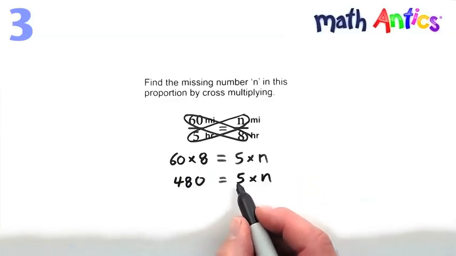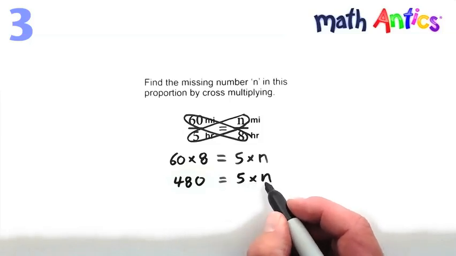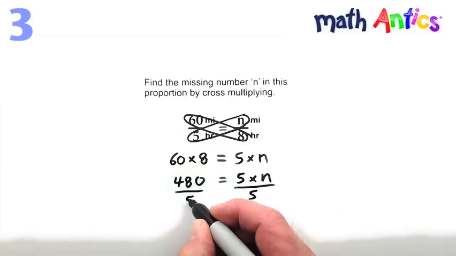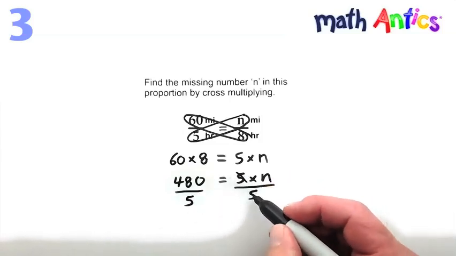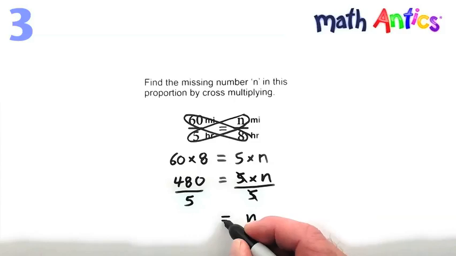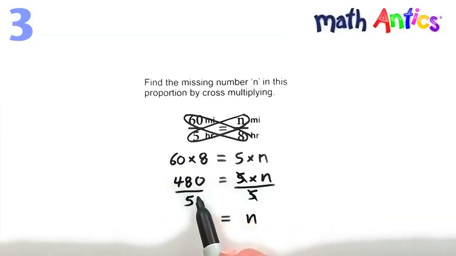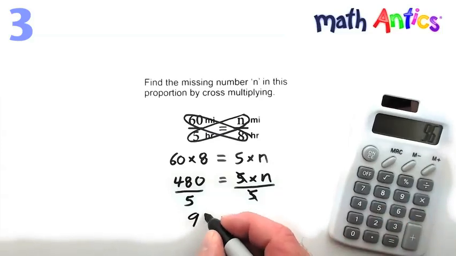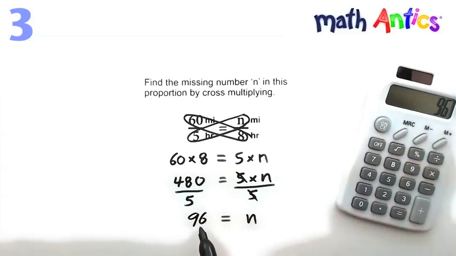Okay, this is simplified, but we need to get rid of this 5 times the n. We need to get n by itself, so we'll divide both sides of the equation by 5. These 5's will cancel, leaving just n here by itself. But now we need to do 480 divided by 5. For that, I will get out the calculator here, and we'll do 480 divided by 5 equals 96. Okay, again, this might look a little funny because it's backwards. 96 equals n, but that's the same as n equals 96.